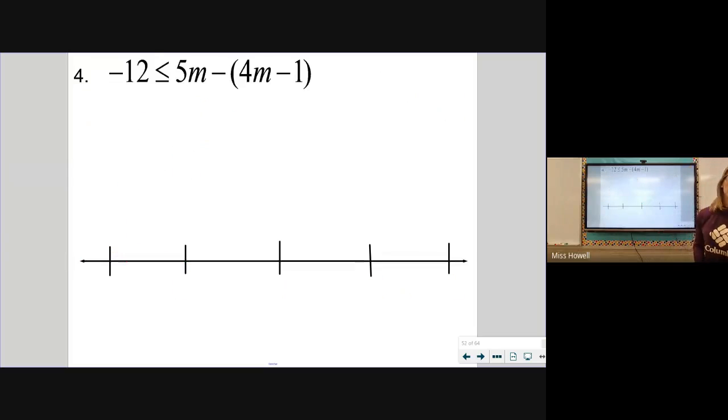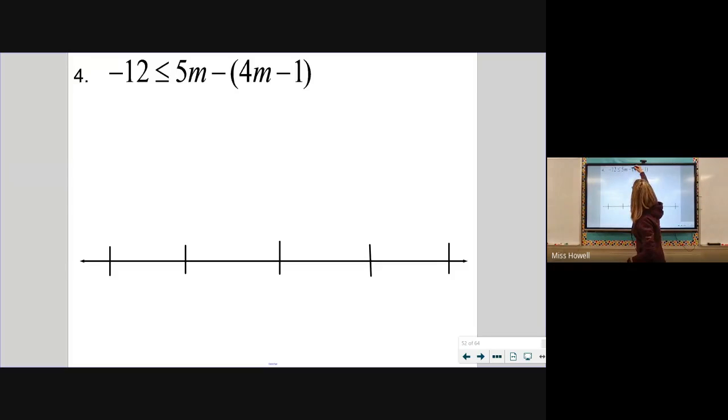All right, number 4, we want to solve for our variable m when we're told that negative 12 is every number less than or equal to 5m minus (4m minus 1). All right, in this particular inequality, there are parentheses or grouping symbols that we have to remove using our distributive property. So that's step one.